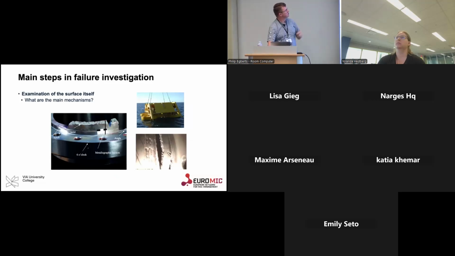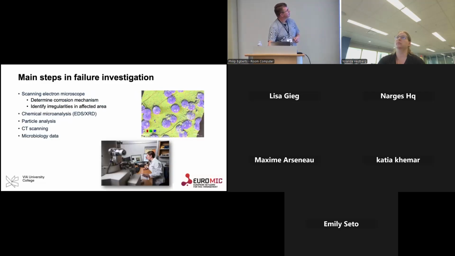Examination of the surface itself. There are some cracks that happened at a well site, but you can use scanning electron microscopy, EDS, XRD, particle analysis, different kinds of scanning. I added in microbiological data. That's going to be part of the investigation I'm going to talk about in a minute.